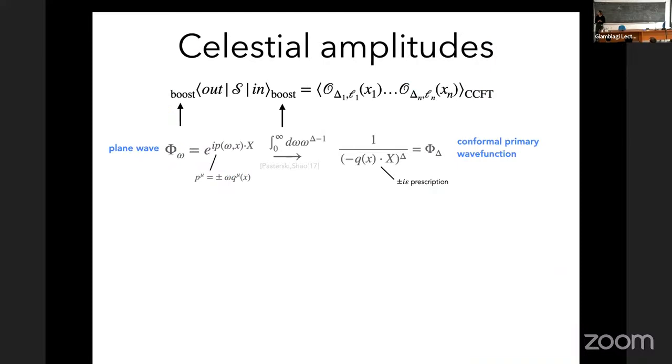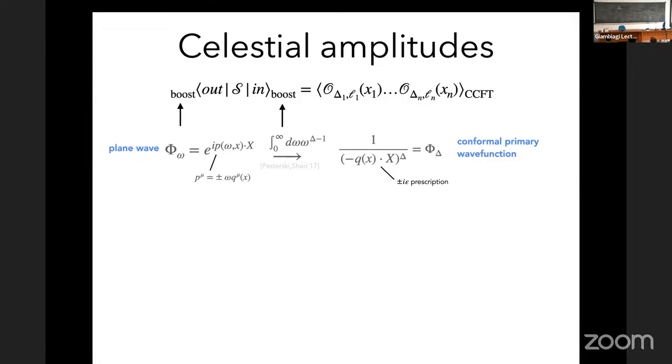So let me say a little bit more about these observables. We like that amplitudes look like correlation functions in a CFT. Those are things that we can deal with. They are obtained by just taking the S matrix and putting it in a boost basis. In the simplest case, we start with plane waves, let's say massless scalar plane waves, where the momenta are given by the energy times some null vector q that points to the celestial sphere, and the plus minus for in versus out. And then the way to go to the new basis is by taking these plane waves, these external states, and Mellin transforming them from zero to infinity over the energy, and then introducing this parameter delta.